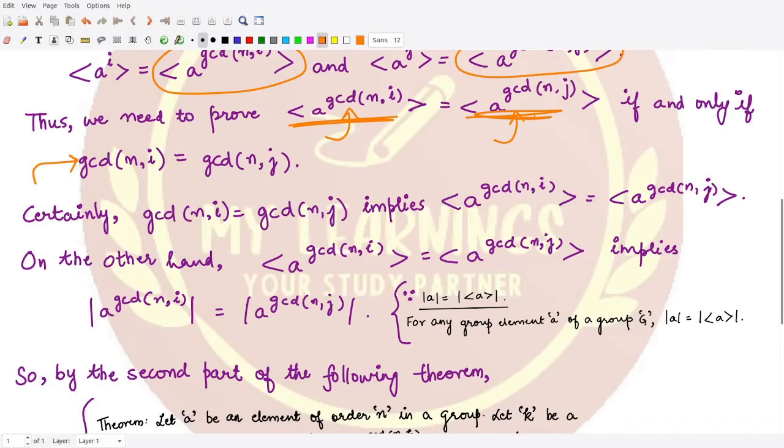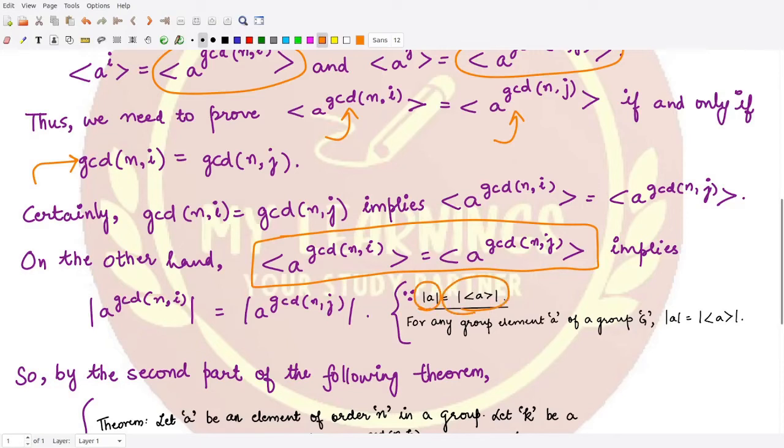Now let's see the opposite. If both of the subgroups are equal to each other, are the GCDs equal to each other? If yes, how? So let's see, we assume that both of them are equal to each other. What would this imply? According to the result that we have studied, the order of an element is equal to the order of the subgroup generated by that element. So since the subgroups are equal to each other, their orders are also equal to each other.